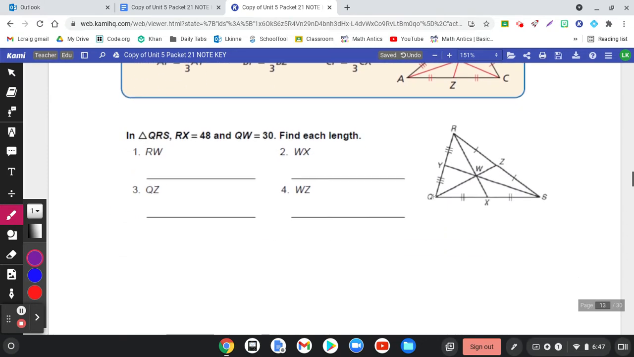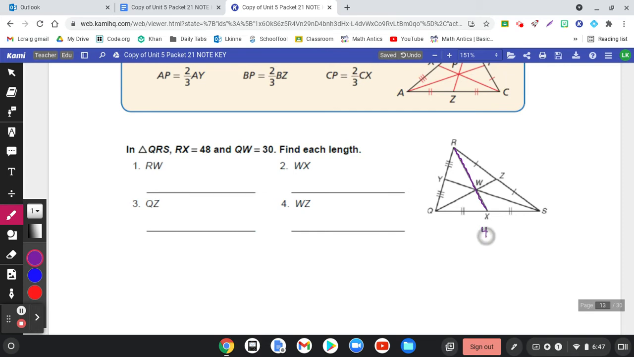So let's look at some examples. If RX is 48, so if you look, RX is this whole segment. Remember, it's broken into 3 sections. So if I divide 48 by 3, I get 16. So this little part is 16, and this bigger part is 16 and 16, which is 32. All right, so again, it's broken into 3 parts. So RW now, if we look, is 32, right, because that's the big part that has 2 of them, and WX is 16.